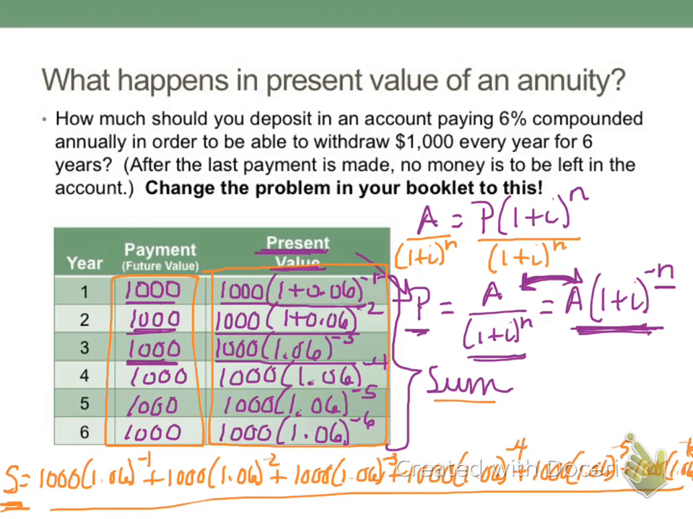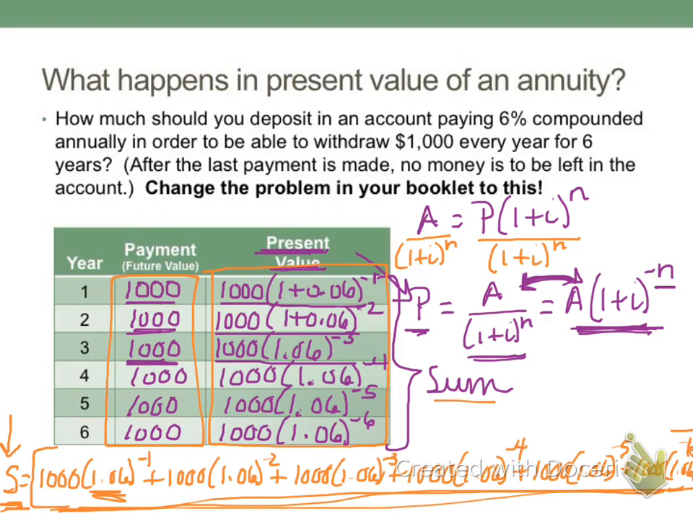Now again, this gets pretty tedious because depending on how many years or how many periods you're talking about, this can get really obnoxiously long. So we're going to do the same treatment on it that we did with our future value. I'm going to multiply both sides by 1.06 again. Now remember, that means taking the S times 1.06, and that means taking every one of these terms times 1.06.